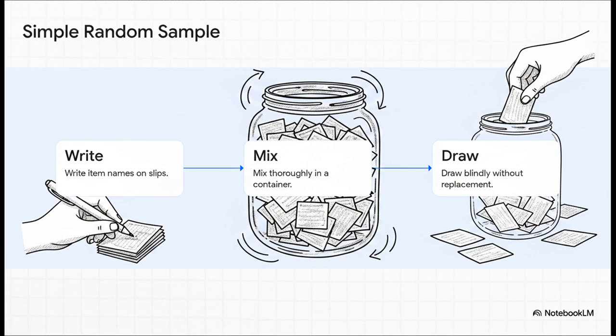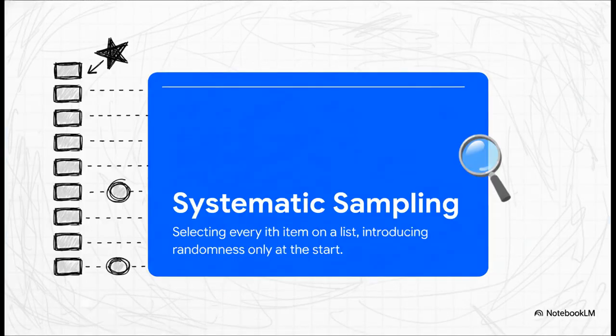is exactly the same. But what if you have a massive list and drawing names out of a hat is just wildly impractical? Well, that is where systematic sampling comes to the rescue. It acts as a highly practical approximation of a true random sample. If you've got a list, you simply pick a random starting point and then select every ith item, like say selecting every 15th name on the list. You're actually only introducing pure randomness at that very first starting point.